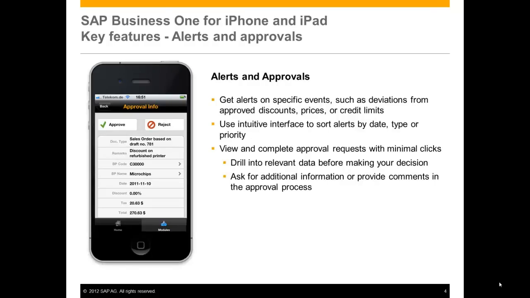So what are some of the key features that are available in the mobile application? Well, the first thing is we give you the ability to interact with the alerts and approvals functionality of SAP Business One. So any alerts and approvals that are triggered in the back-end SAP Business One application will automatically be represented out to you when you're accessing the mobile app. So you can get alerts on specific events like deviations from approved discounts, prices, or credit limits. Plus, you can also interact with any user-defined alerts that you have built in the backend SAP Business One solution. You can use the intuitive interface to sort alerts by date, type, or priority. And you can also view and complete any approval requests that you receive with a minimum number of taps. You can drill into the relevant data you need to see before you make your decision.